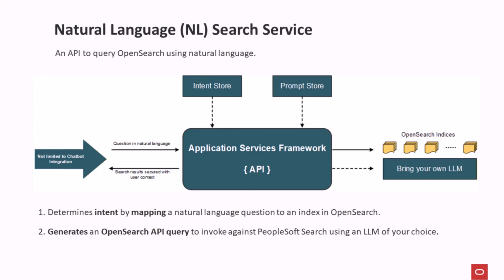The NL Search Service acts as a bridge between a natural language request, a customer's chosen LLM, and the PeopleSoft search instance. PeopleSoft applications already deliver search definitions for a broad set of business objects, and customers can create their own search definitions where needed. Using prompt context and search index metadata, the LLM helps dynamically map the user's question to the right intent, generate an OpenSearch query, and return secured PeopleSoft search results with the appropriate user context. This gives customers a practical foundation for read-only inquiry scenarios.